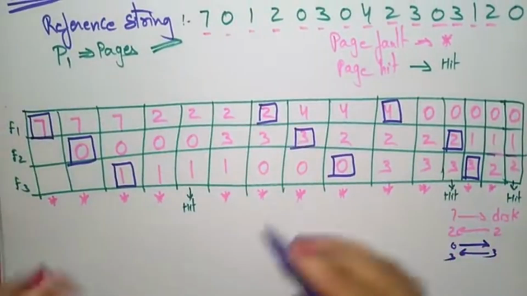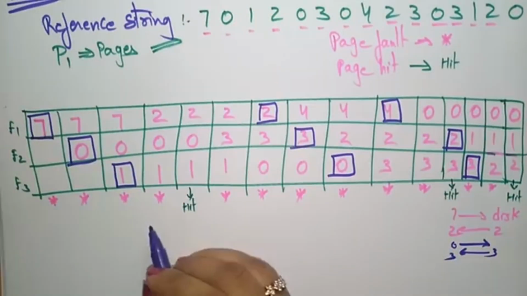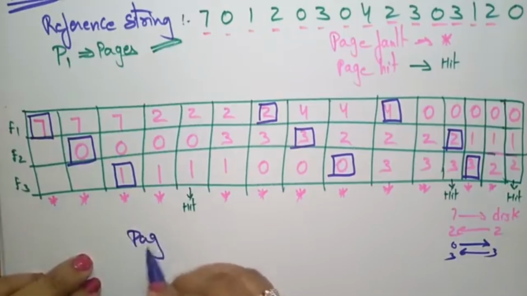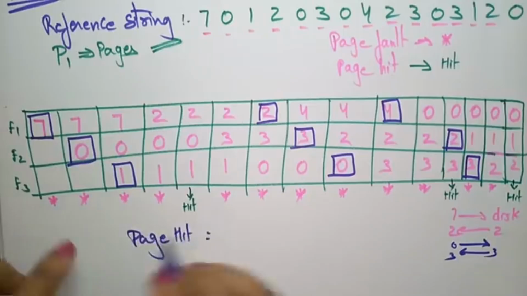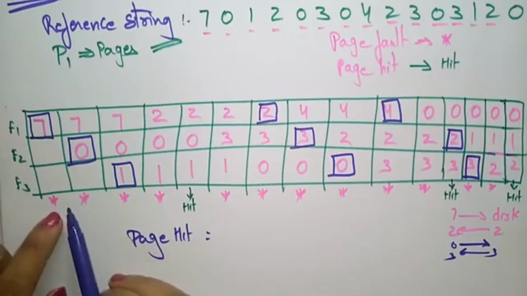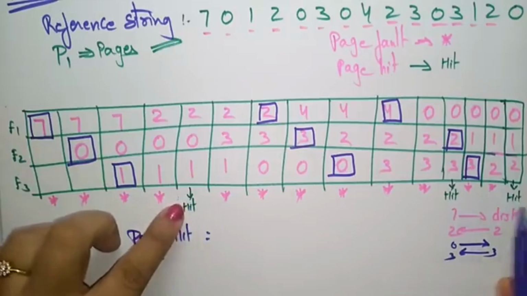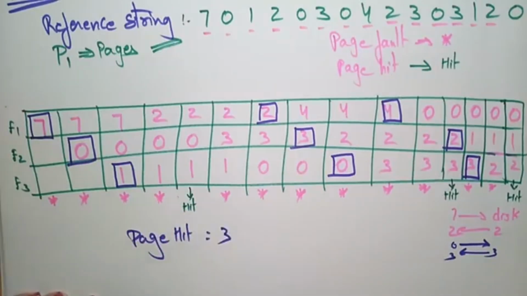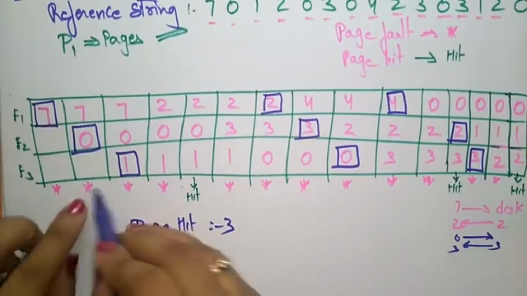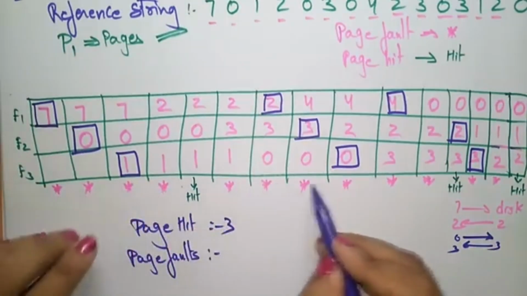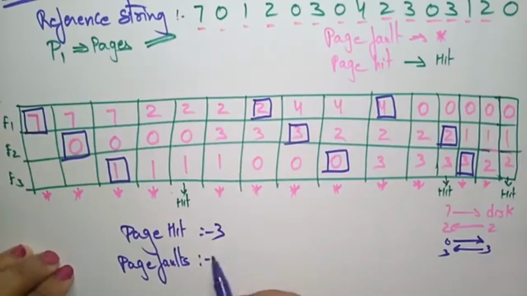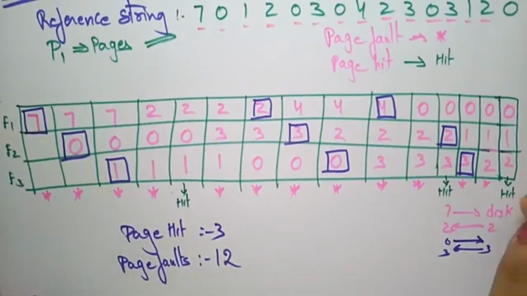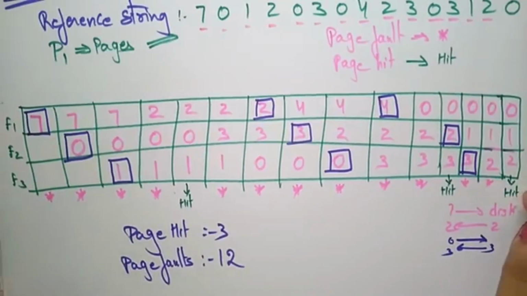So by seeing this, we can observe the number of page hits. How many page hits are there? 1, 2, 3. Total page hits are 3. How many page faults are there? 1, 2, 3, 4, 5, 6, 7, 8, 9, 10, 11, 12. Total 12 page faults are there.